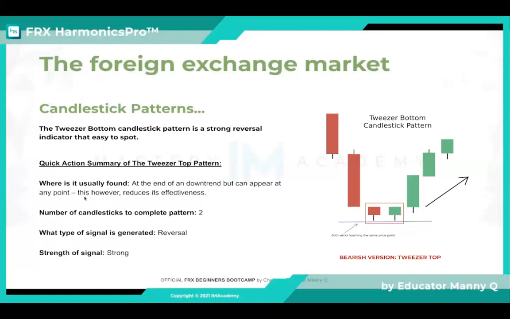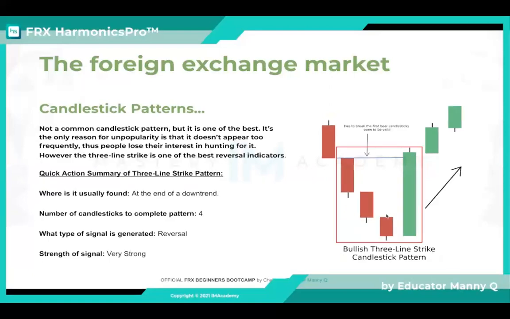Okay, so where can it be usually found? At the end of a downtrend, but it can appear at any point. However, it does reduce its effectiveness. So if you're seeing this within the middle of the trend, ideally that's not what you're looking for. You want to find the low or the high of the move where you're looking for that reversal. And these are the candlestick patterns that you want to find to help you trigger those entries. Okay, tweezer top and tweezer bottom.